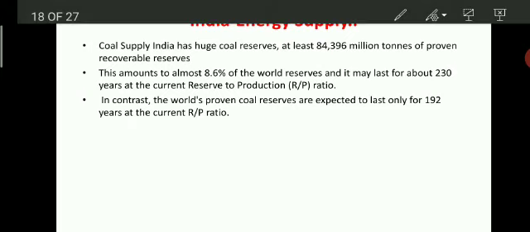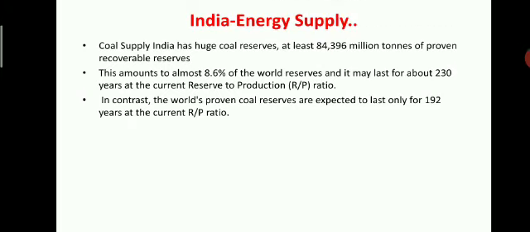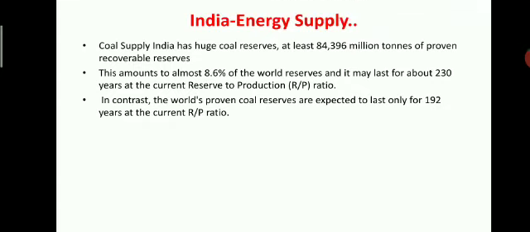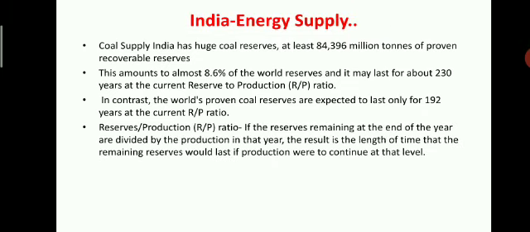So RP ratio is accounted here, reserve to production ratio. So I am explaining here India's energy supply. How is the energy supply of India? Reserve to production ratio means if the reserves remaining at the end of the year are divided by the production in that year, the result is the length of time that the remaining reserves would last if production were to continue at that level.